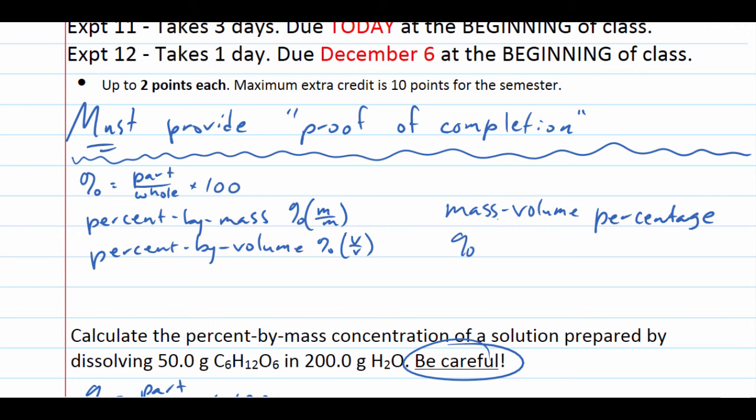The way that we label this is we'll label it as a percent M over V. Sometimes you'll see it as a percent W over V. And likewise, sometimes a percent by mass will be shown as a percent by weight. You'll see a percent W over W.